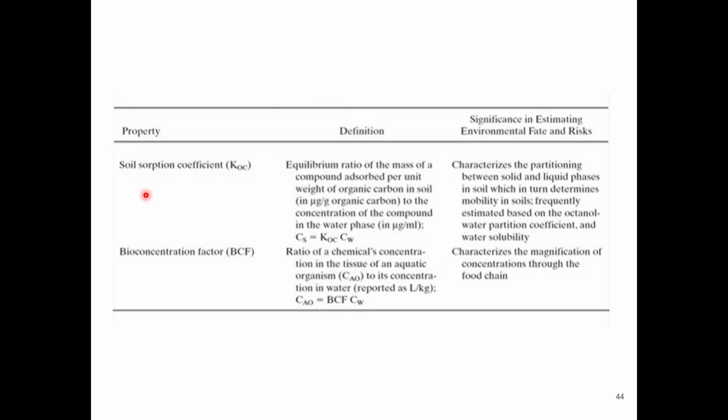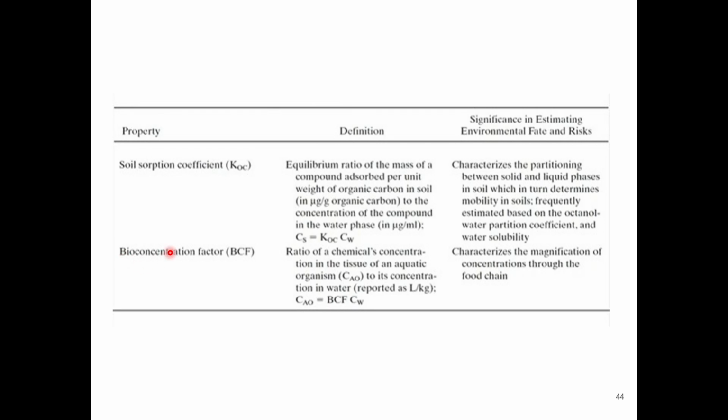So apart from that, there is the soil absorption coefficient KOC. That is basically the equilibrium ratio of the mass of a compound absorbed per unit weight of organic carbon in soil, in microgram per gram organic carbon, to the concentration of the compound in the water phase in microgram per milliliter, that is Cs equal to KOC into Cw. So it characterizes the partitioning between solid and liquid phases in soil, which in turn determines mobility in soils, frequently estimated based on the octanol water partition coefficient and water solubility.